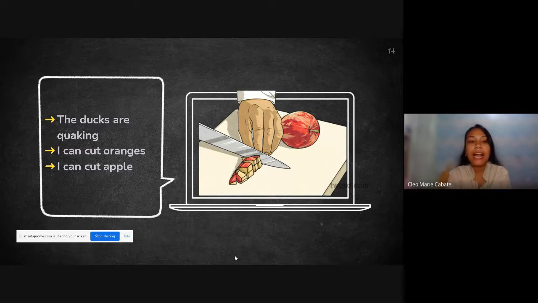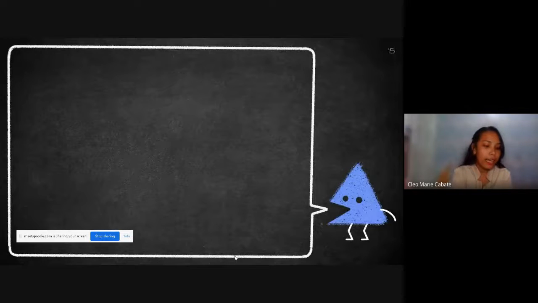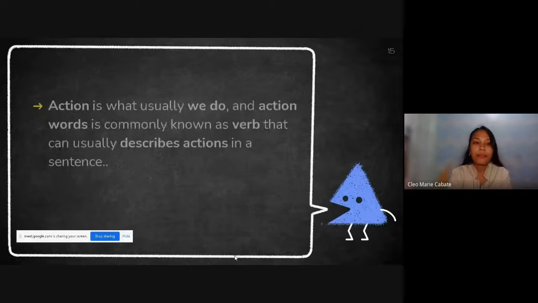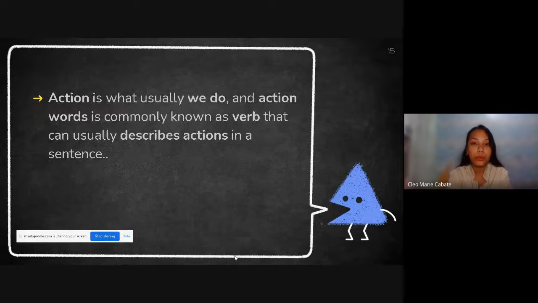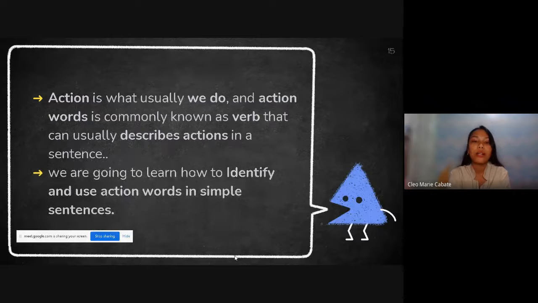It is, I can cut apples. So now, action is what we usually do. An action word is commonly known as a verb that can describe an action in a sentence. So we're going to learn how to identify and use action words in simple sentences.